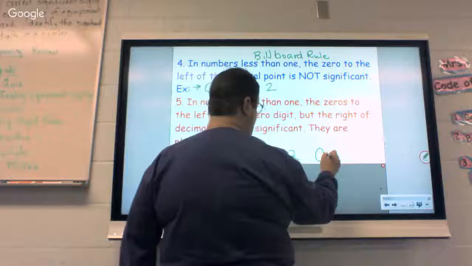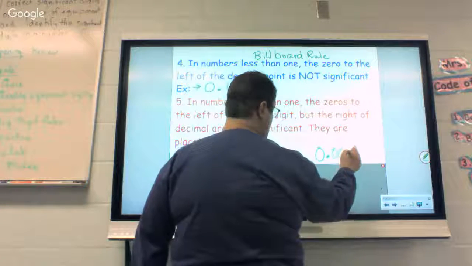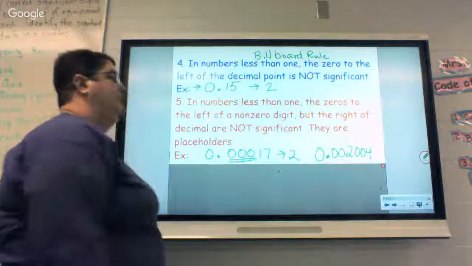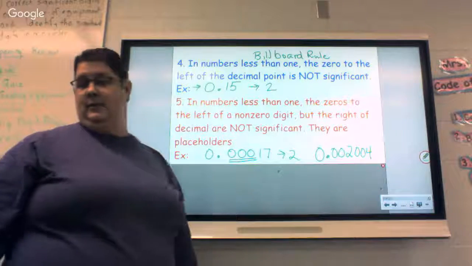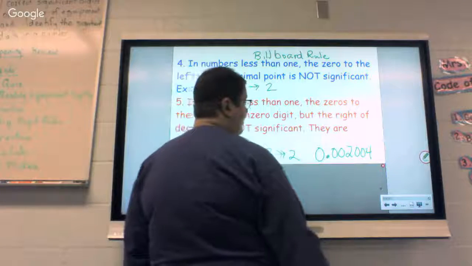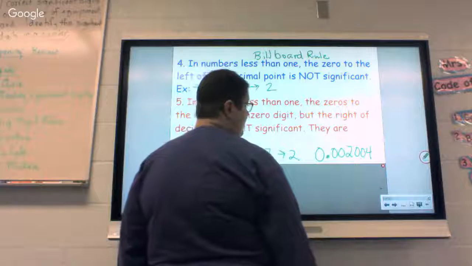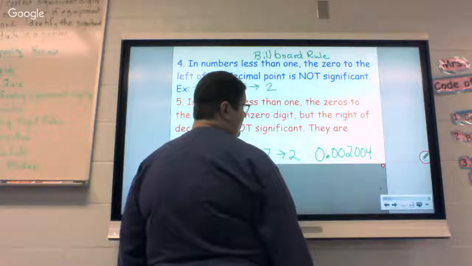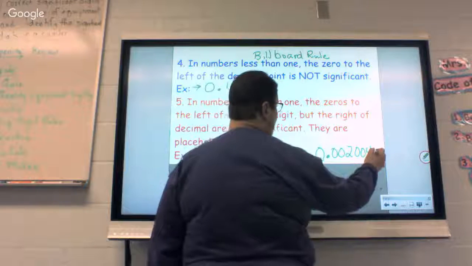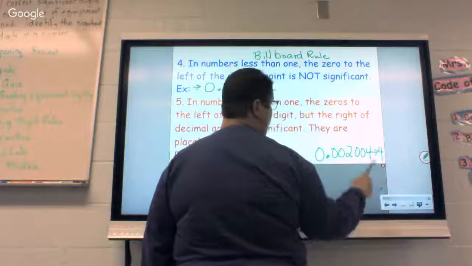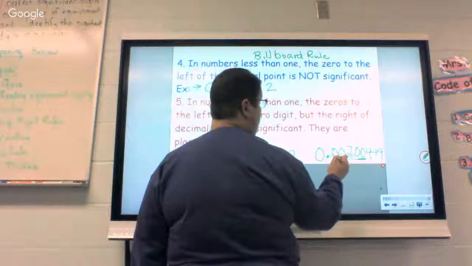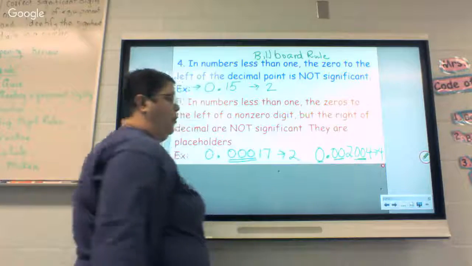Now, how many do I have there? Why? Because what rule? It's between the 2. That's correct. So therefore, these 2 are between, which makes them significant. These are not because they're placeholders, and that was the billboard.